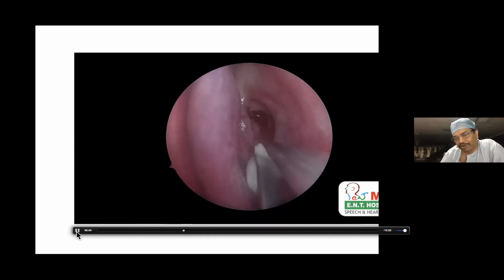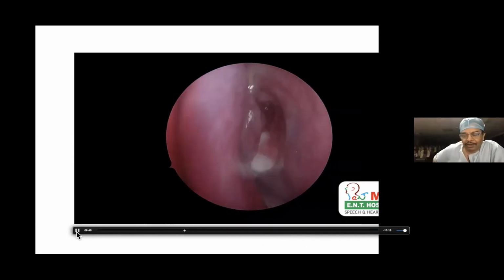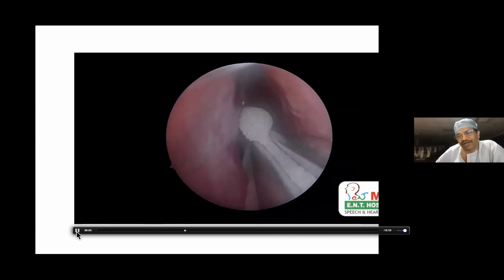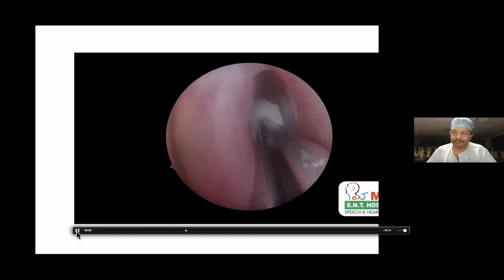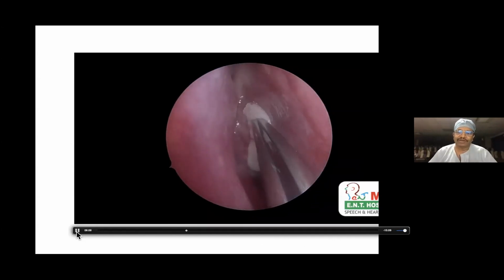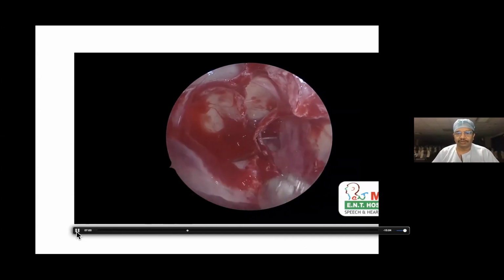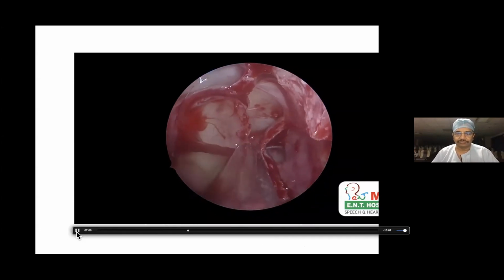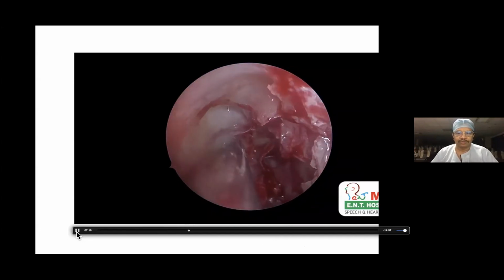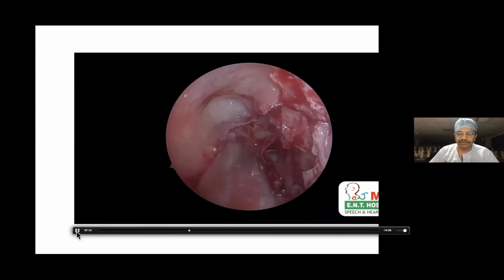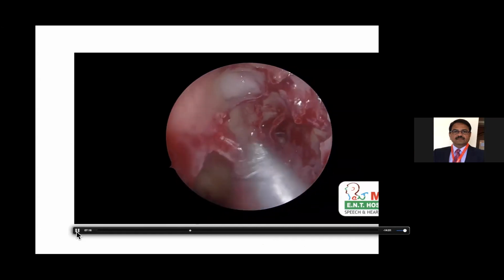So at this point, I am close to the sphenoid sinus. I'm close to the frontal recess. Now I have to do fine work. So far, I'm quite away from the vital structures. In fact, I came onto the opposite side.